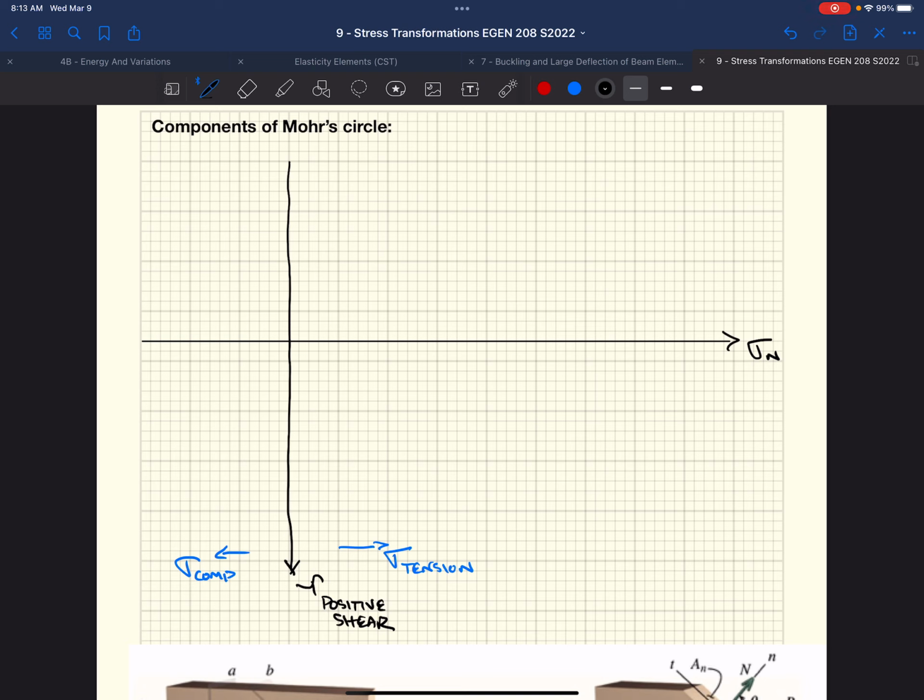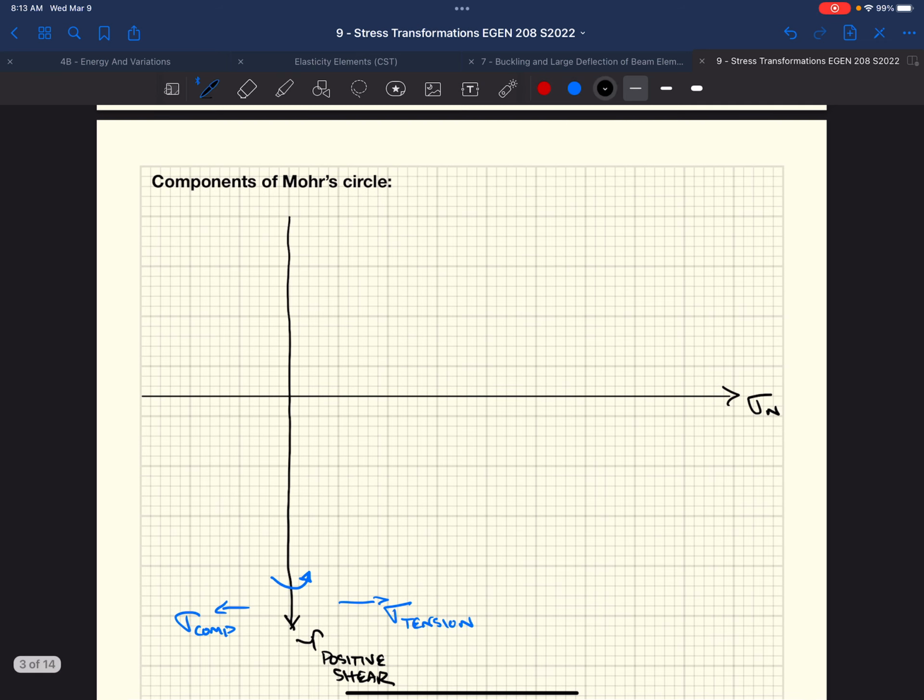How do I remember positive shear stress? Well, positive shear stress is a counterclockwise rotation of our element. If we looked at an element up here, so this is element A.